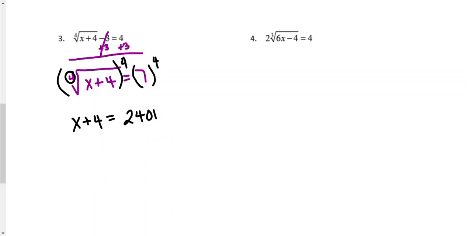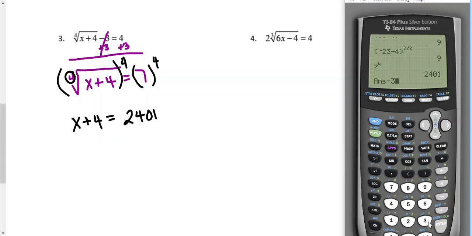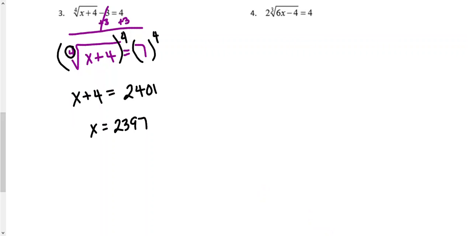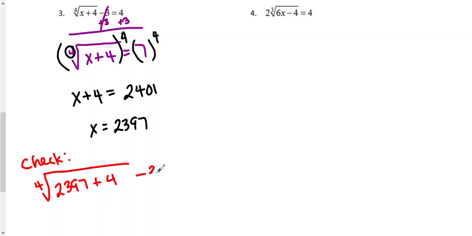And then once we subtract 4, again, use your calculator. I'm going to subtract that by 4. 2,397. So x equals 2,397. We still have to check our answers. So I want to take the 4th root of 2,397 plus 4 and then minus 3.